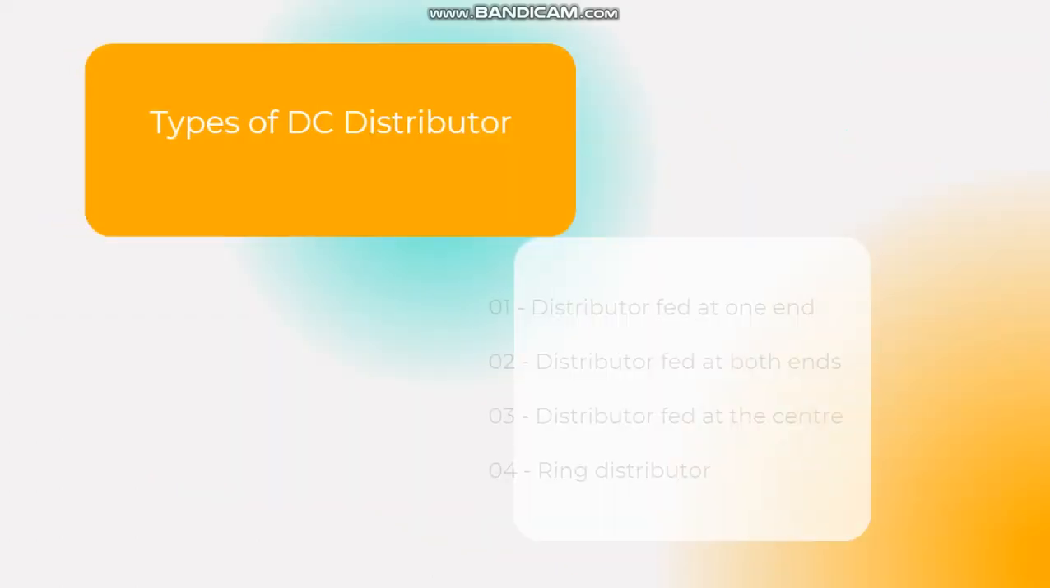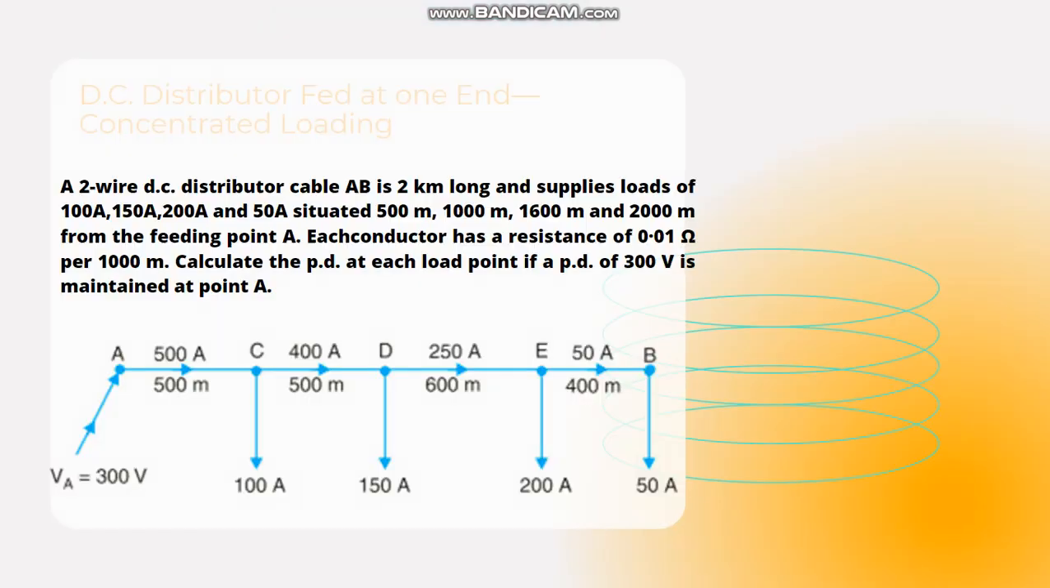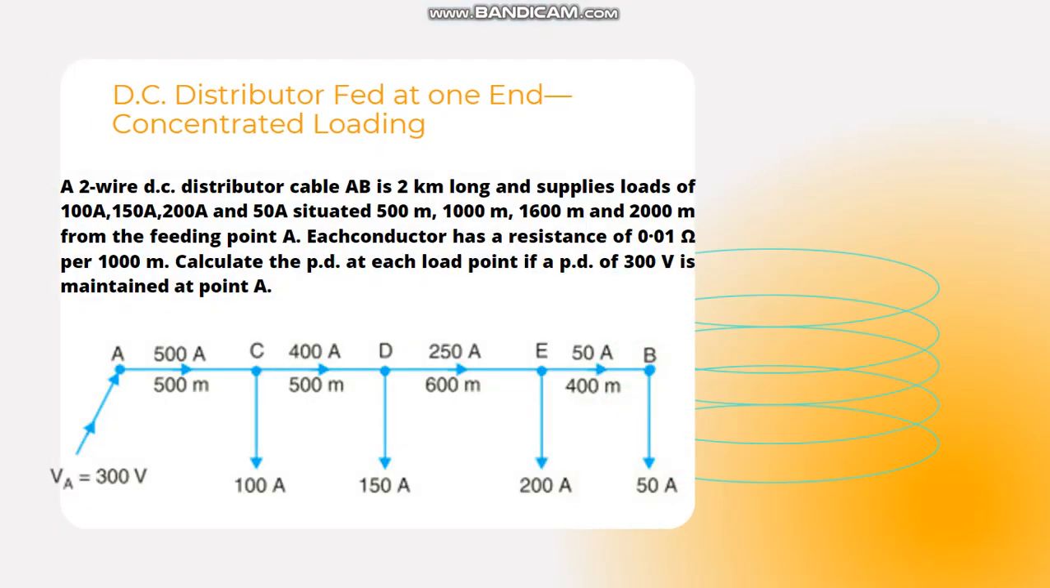There are various types of DC distributors. One is a DC distributor fed at one end, another fed at both ends, a DC distributor fed at the center, and a ring distributor. Here we are going to discuss a DC distributor fed at one end with concentrated loading.